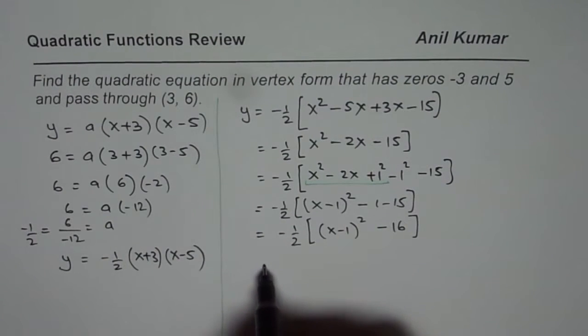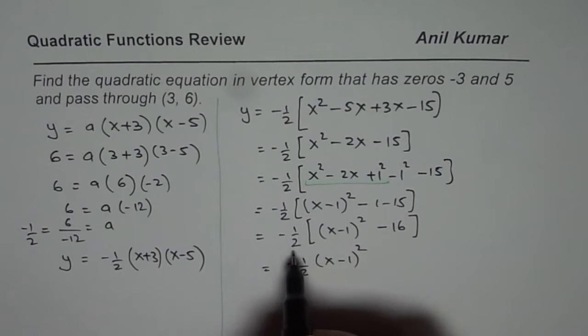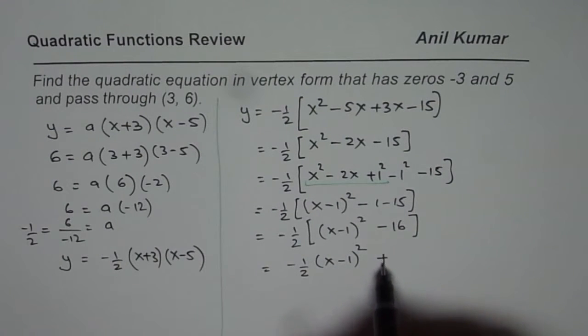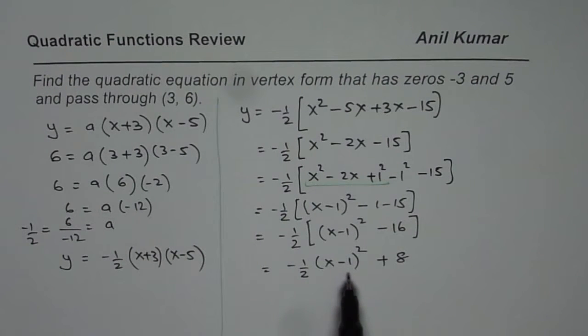Now let's open the bracket. So we get minus half (x minus 1) whole squared, and minus minus becomes plus. Half of 16 is 8. So that becomes the equation in the vertex form. Do you get it? So that is how we could get the equation in vertex form from the given equation in factored form. I hope that helps. Thank you.